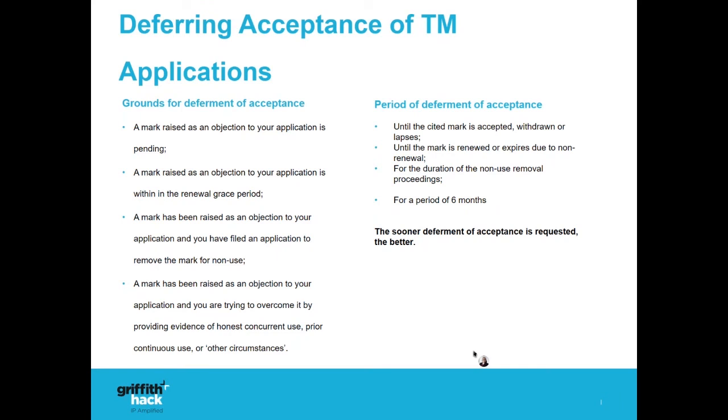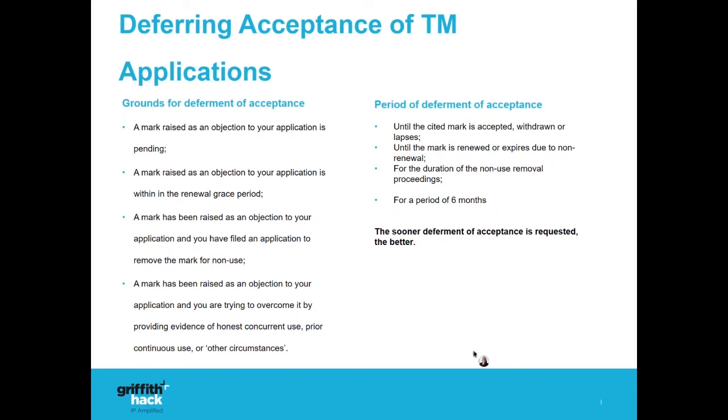So if we firstly talk about deferring acceptance of an application, I've listed the grounds of deferment there. I'll run through them quickly and then talk about them in more detail. If you've had a prior mark raised as an objection to your application, you can defer the acceptance for as long as that cited mark is pending, or until it's withdrawn or lapses. If you've had a registered mark raised as an objection and it's in the renewal grace period, which is a 6-month grace period, you can defer the acceptance of your application for as long as it stays in the grace period, or until it's renewed or it lapses.